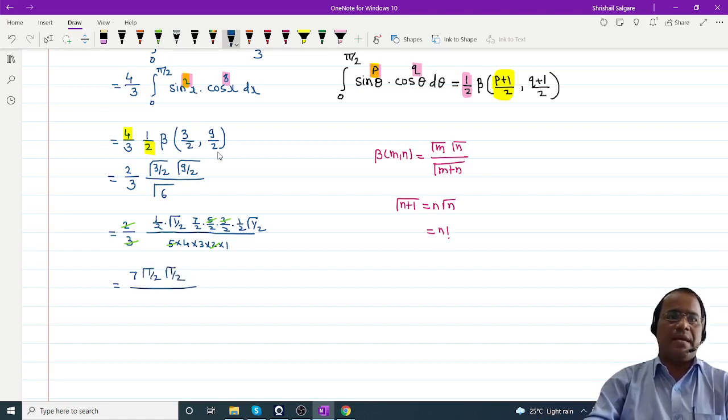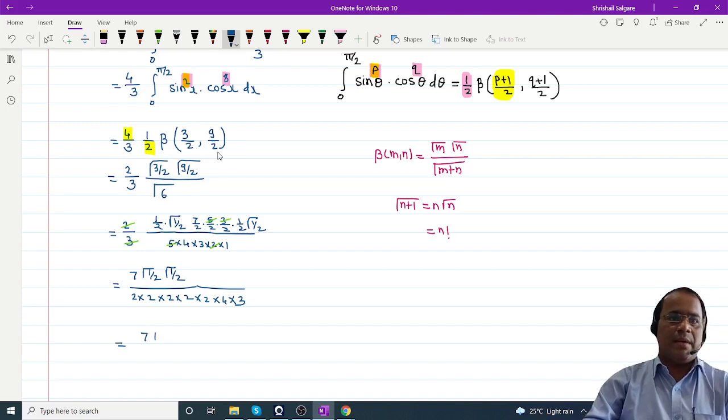Correct me if I am wrong. The denominator is 2 into 2 into 2 into 2, how many times? 1, 2, 3, 4, 5. And again multiplied by 4 into 3.